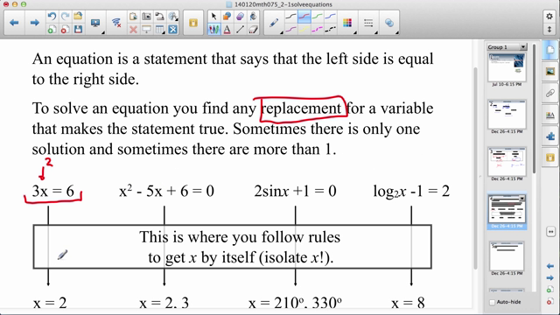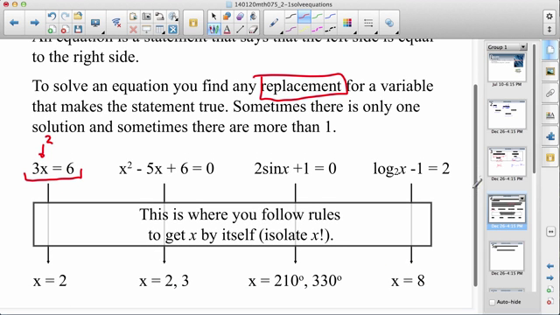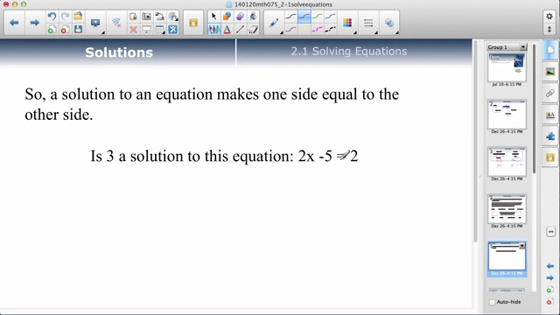And sometimes there's one solution, sometimes there's a number of different solutions. Sometimes we're asked to check to see if a number is a solution. We'll do that on the next page. But oftentimes we're given an equation and we're asked to solve. So what is x? So a solution, like I said before, is any number you can put in an equation that makes one side equal to the other side.